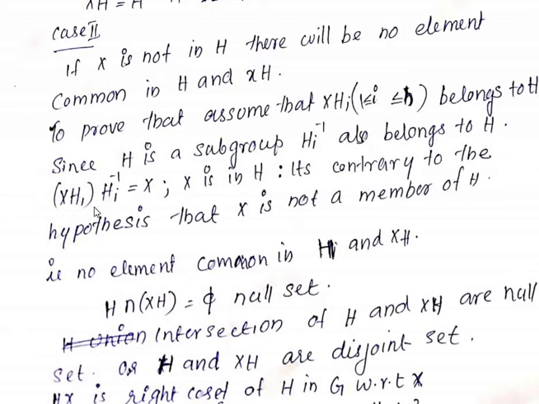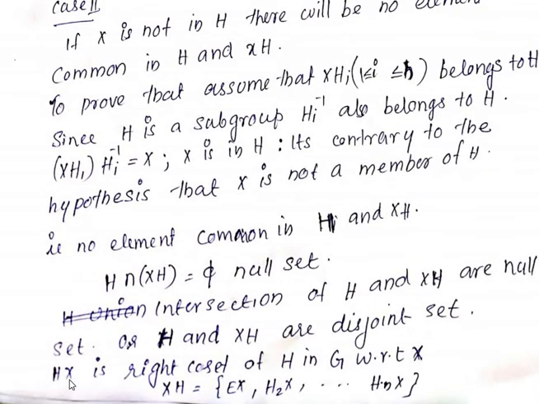So x hi will not be in H. So H intersection xH is a null set. The intersection of H and xH is a null set. That is, H and xH are disjoint sets. Okay, so this is called disjoint. There is no common element in H and xH.